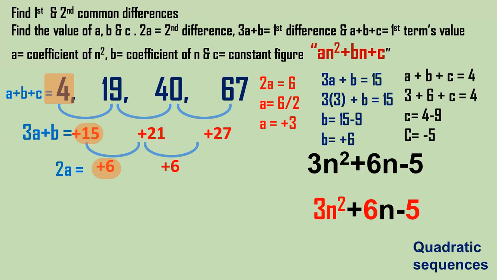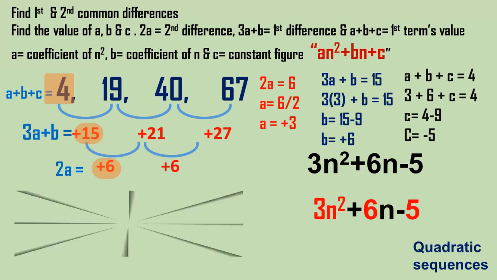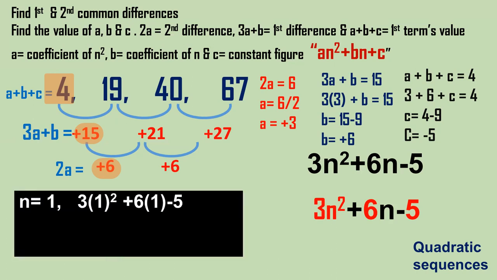That's the same formula. So we're going to put the value of n in this formula. So we'll find n is equal to 1. If I substitute the value of 1 in this formula, first we'll find 1 squared is 1. So that is 3 multiplied by 1 is 3, plus 6 and minus 5. And 3 plus 6, that is going to be 9 minus 5, that is 4. This is my first term value.